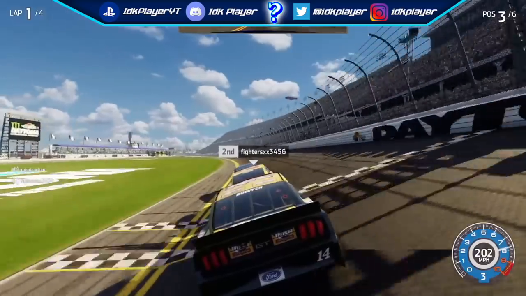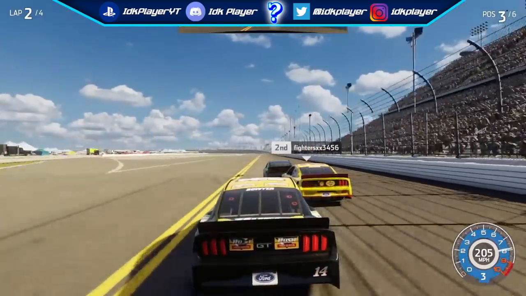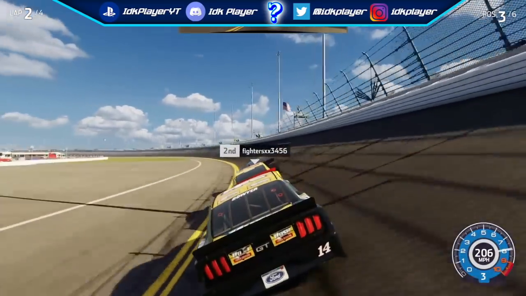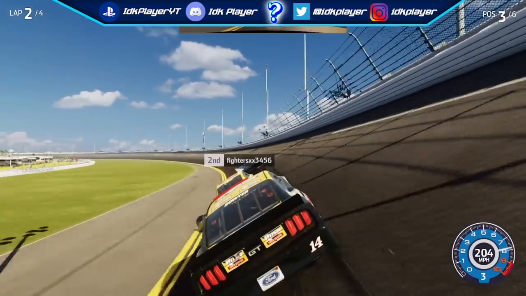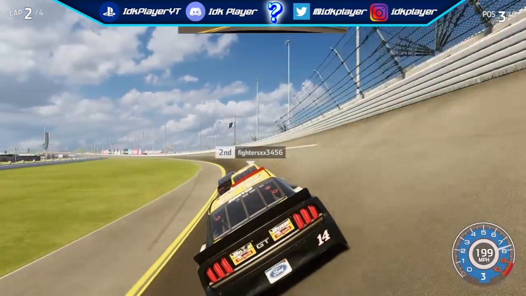Also, I hope everyone is hyped for NASCAR Heat 4. I know I definitely am, and the fact that NASCAR Heat 4's graphics could look like what we saw in the video with the Unity 2018.3 gameplay test clips gets me even more excited.